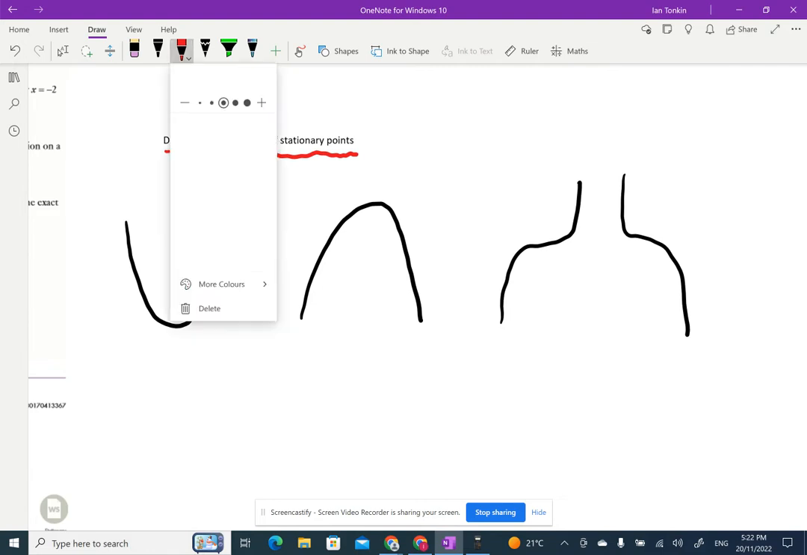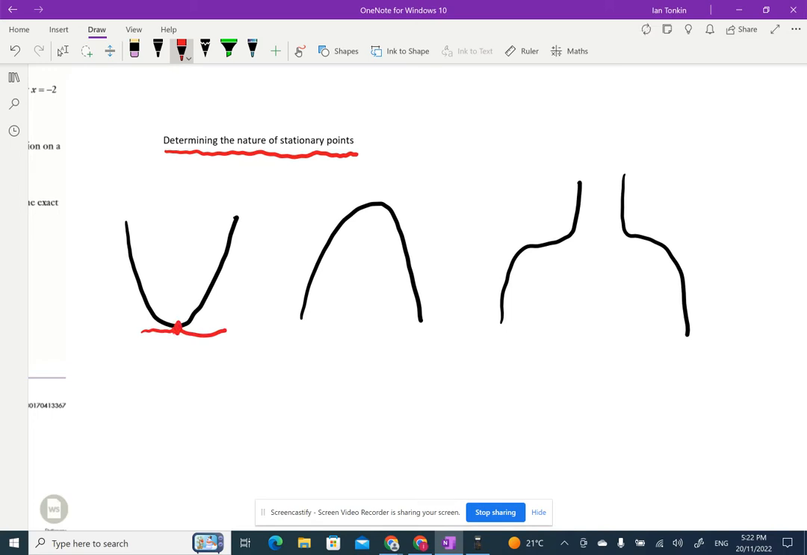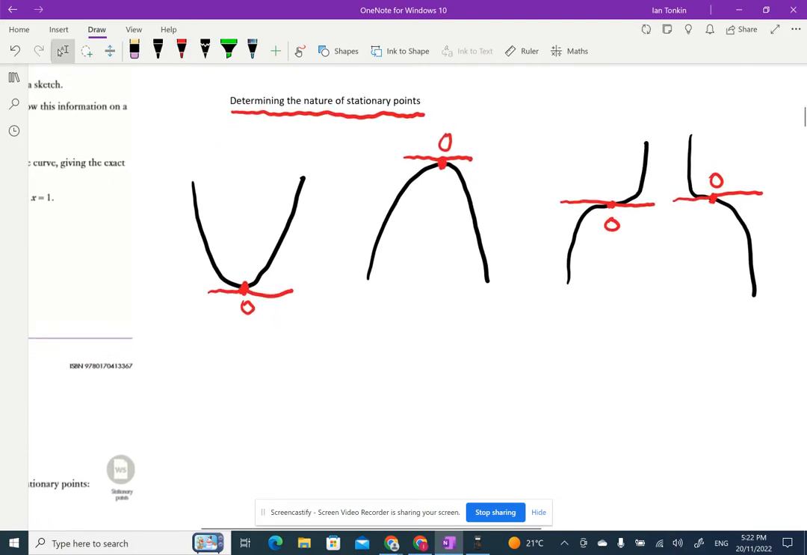Now, the gradient at this point here is 0 because I get a straight line. Here, it's 0. Here, it's 0. And here, it's 0. So these are my stationary points, and they're the different types of stationary points we can have. Now, it looks like there's four, but we're going to group these two together.